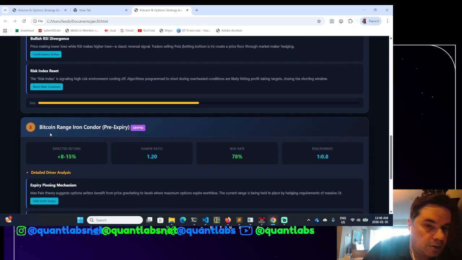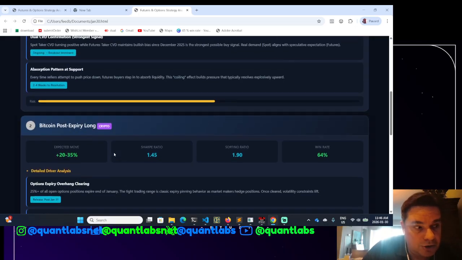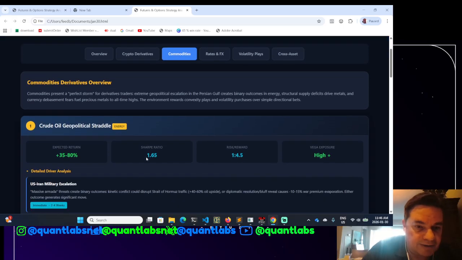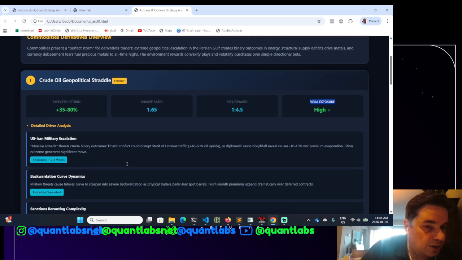We have a simple Bitcoin range iron condor based upon pre-expiry. So there's three ways to trade crypto. You choose which one's right for you if this is what you want to do. Then we have commodities, right? Here we're basing upon pure news. So here we have a potential of a 35 to 80% return. Sharpe ratio is pretty strong at 1.65. Risk reward is very good with a high potential on the Vega exposure.